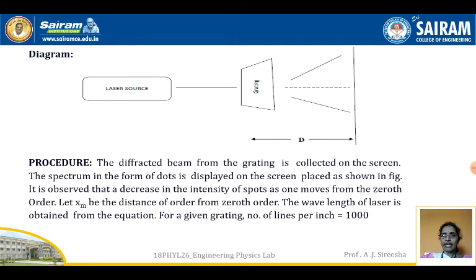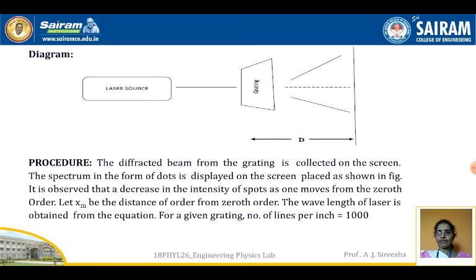Now if you remove the grating element, you get a central bright spot of laser light. But if you place a grating element in the path of the light, you are able to see the diffraction pattern on the screen. In this diffraction pattern the intensity of the spots keeps on reducing. Diffraction is nothing but the bending of light near an obstacle. This condition is satisfied when the grating element is placed in the path of the laser light. You can see the diffraction pattern observed on the screen.